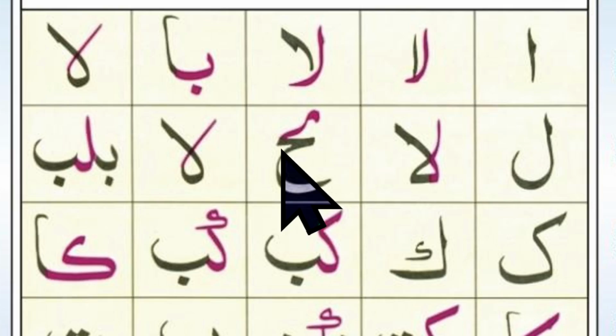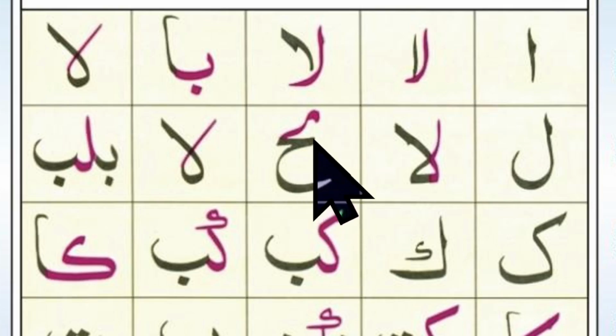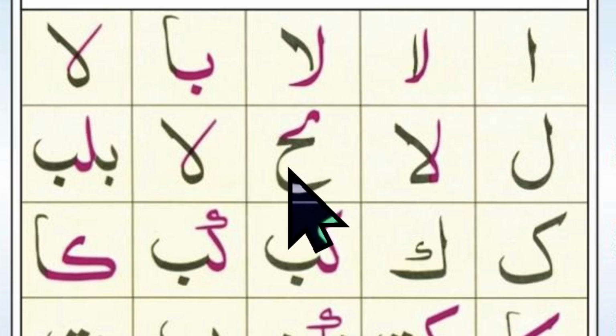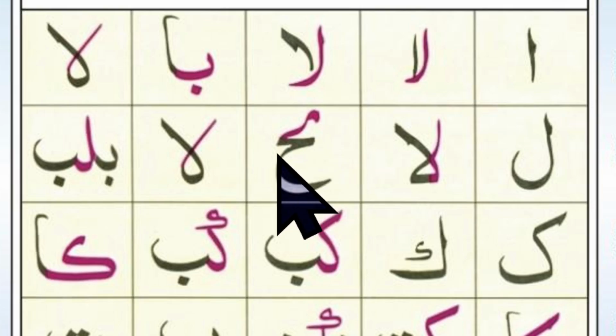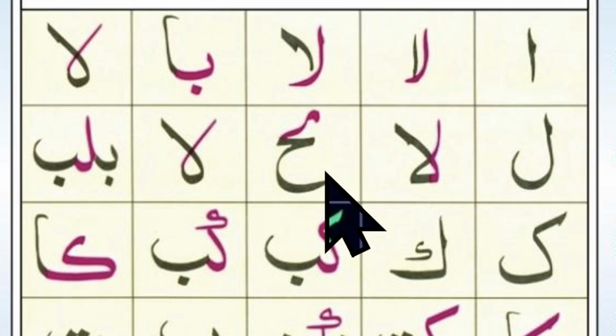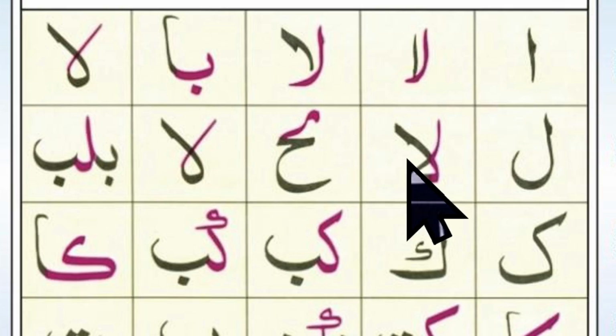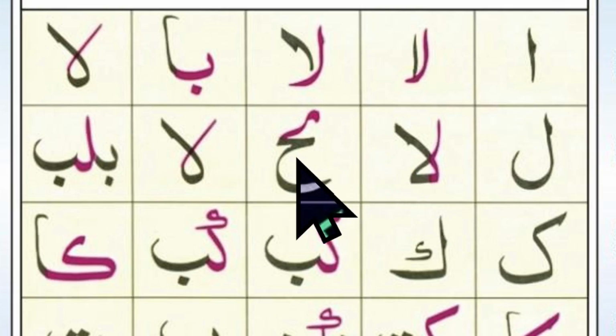Here is something new for you. The first part of these two letters, the upper one, is lam, because when we join lam with letters which have a lower shape, like jim, ha, and so on, then we write lam like this. So this one is lam ha. This one is lam alif, and this one is lam ha.